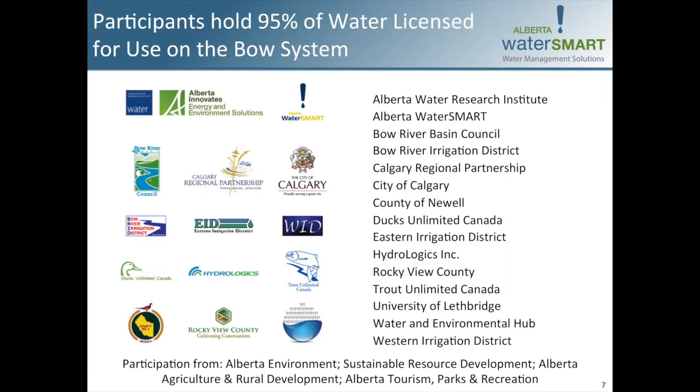The participants are listed all here. They held roughly 95% of the licensed water in the Bow Basin. So we had a lot of the major water players at the table. There was the City of Calgary, municipal groups, all the irrigation districts, Trout and Ducks Unlimited. University of Lethbridge was there, as well as 4 government departments at the time, which would now be 3 because ESRD is 1 department. But all were vital participants and part of this process that made it very successful.